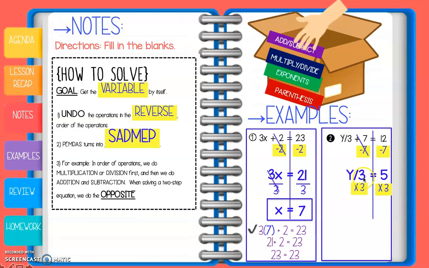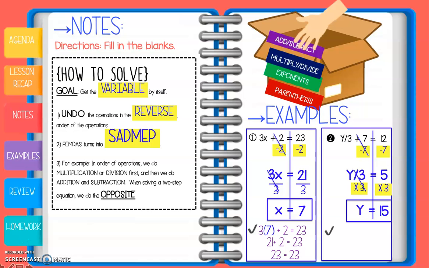We have a divide by 3 and we have a times by 3, and they cancel each other out, and we're left with just a y. And then we have 5 times 3, and that gives us a 15. So our final answer, our solution for this equation is y equals 15.